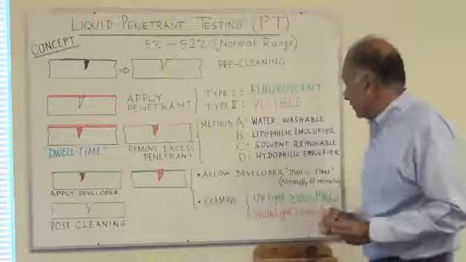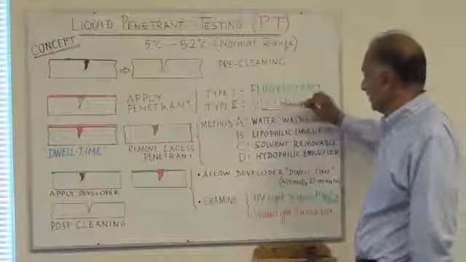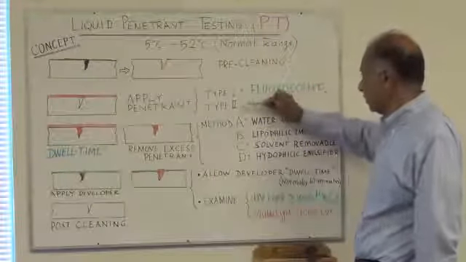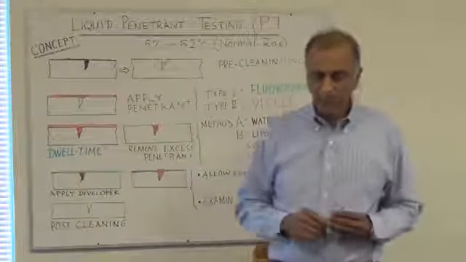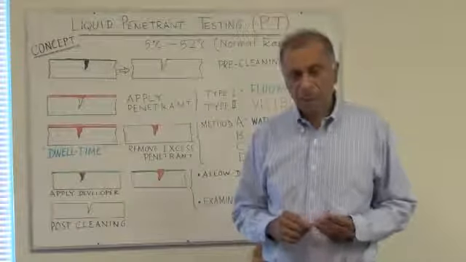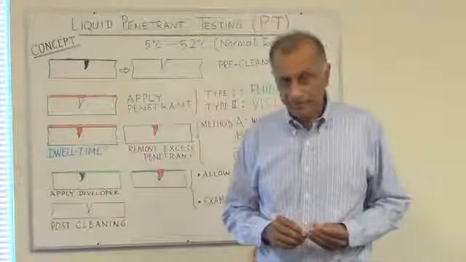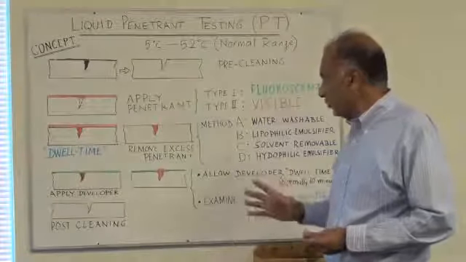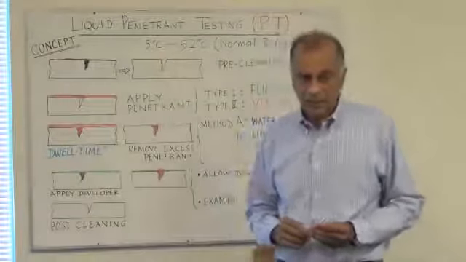The penetrants which are fluorescent are called type 1 penetrants. The penetrants which are visible are called type 2 penetrants. After the penetrant is applied on the surface, it is left on the surface for about 5 to 10 minutes, which is also called the dwell time. Then after the dwell time is over, the penetrant has to be removed from the surface.